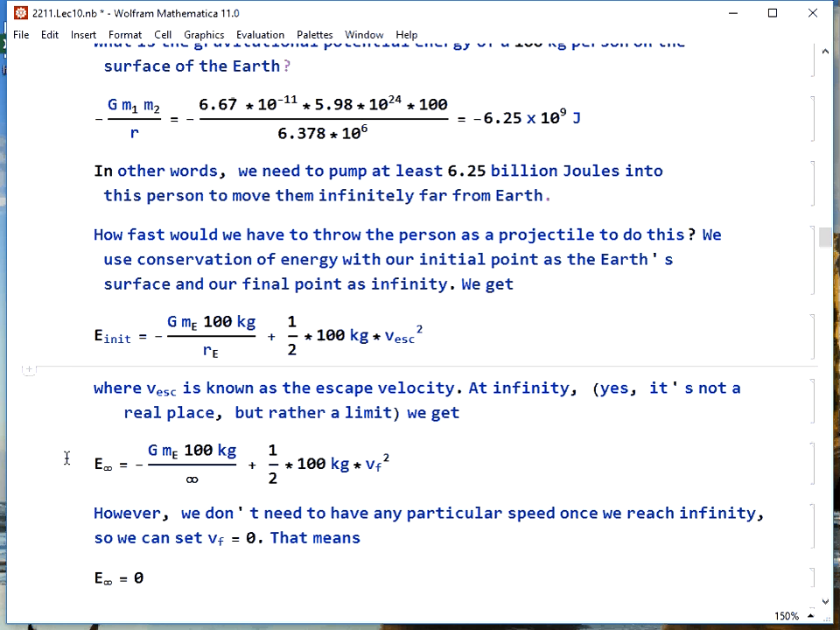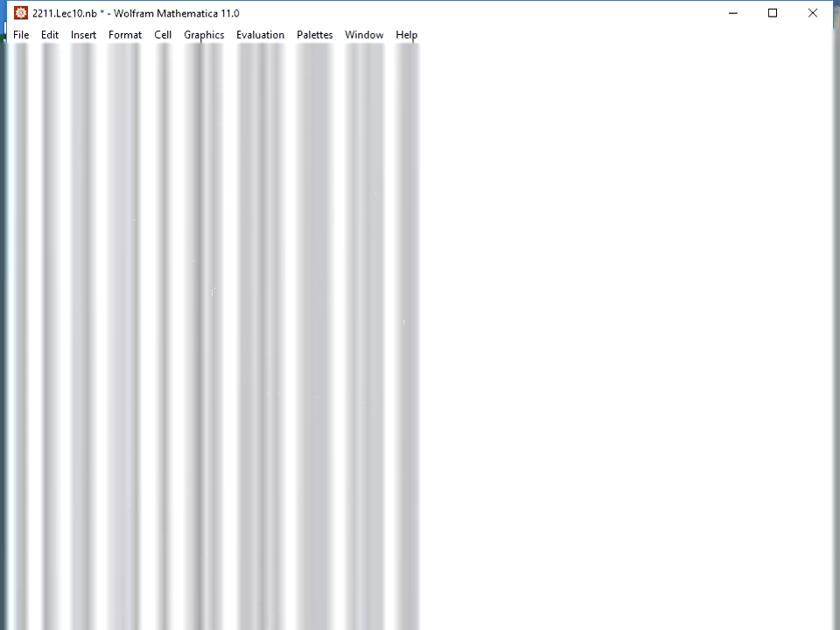When we get to infinity, if we pretend that's a real place, the potential energy term will look like this, and the kinetic energy term will look like this, where we have 1/2 m v final squared. However, we don't have to have any particular velocity once we're infinitely far away from the Earth, so v final can be set equal to 0. This will also equal 0 for the potential energy at infinity. So that means E at infinity is 0.